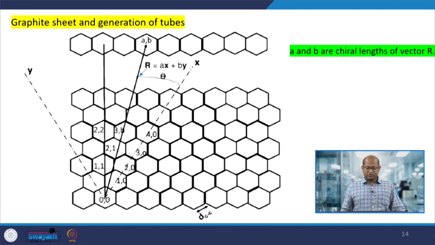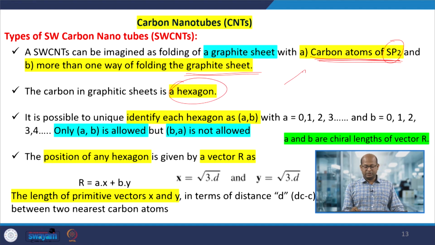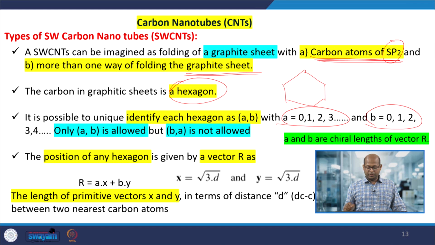Okay, so I said that carbon nanotubes form a hexagonal arrangement of atoms. Carbon is in graphitic sheets, carbon is sp2 hybridized, and there is a hexagonal arrangement of carbons in these graphitic sheets. Each hexagon we can identify by A and B, which are particular locations. AB is allowed, BA is not allowed. This is the theory as it has been proposed.